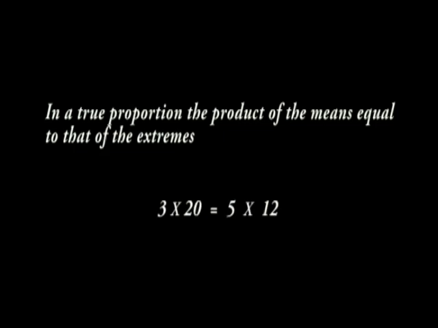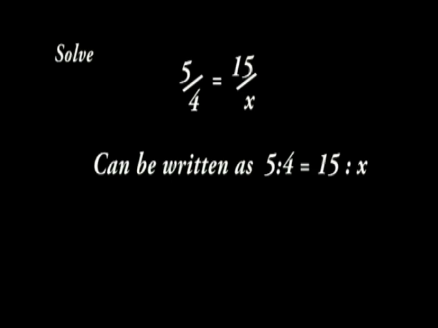For example, solve 5 over 4 is equal to 15 over x. Applying the same principle, we can have 5 to 4 is equal to 15 to x. 4 times 15 is equal to 5 times x. Solving that, we find x is equal to 12. Let's take a look at a real-life example.